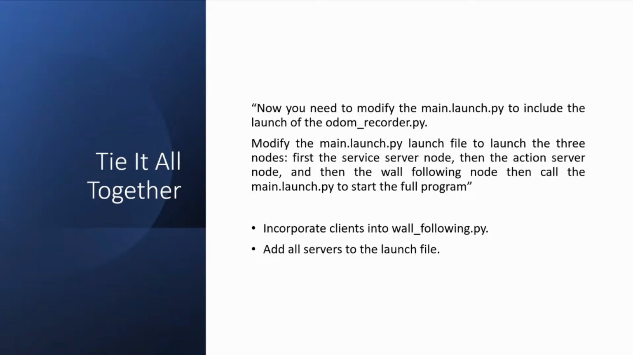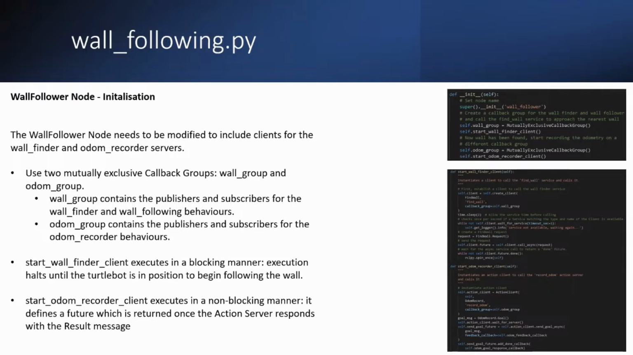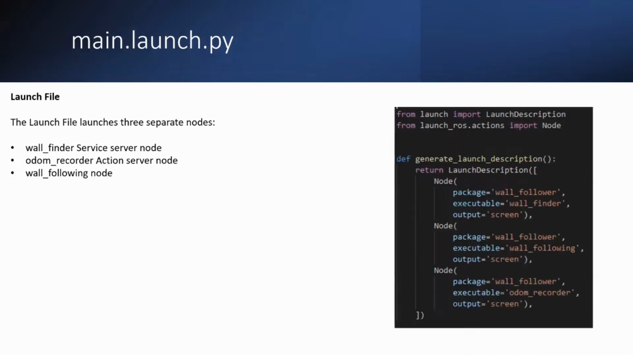The final thing was to tie all of this together. So effectively incorporating the clients for the service and the action into the wall following program, and adding the servers of those actions and services to the launch file. Again, I used multiple callback groups for this, so that the nodes could run in a multi-threaded way. The service client, for finding the wall, runs in a blocking manner, so that nothing happens until the wall has been found and a suitable starting position has been achieved. Whereas the action client runs in a non-blocking manner, because we want that odometry to run whilst the wall following logic is being executed. And that's it. Adding the nodes to the launch file, we can then launch the entire thing with one command. And that's everything.